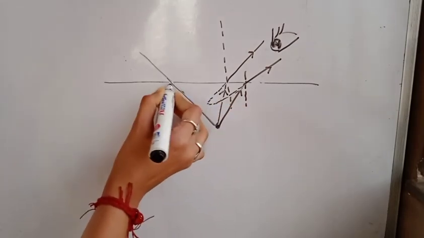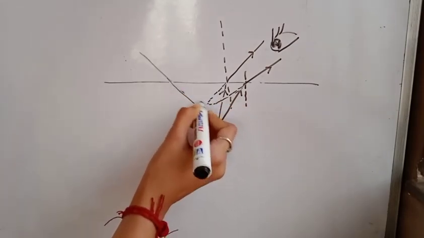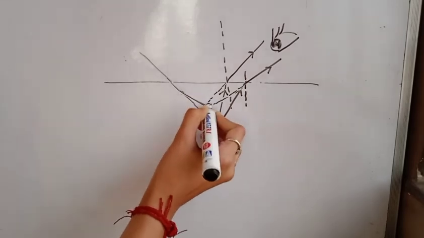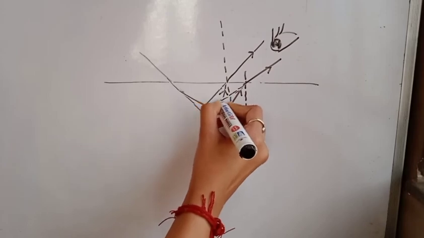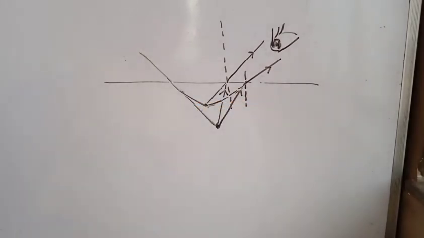So this stick appears to be in this position where these two lights meet. The stick appears to be in this position, which is the apparent depth of that stick. So this is the cause. The reason is the same, because of the refraction of light. My eye cannot follow the bended path, so I will follow the straight line and I will see that the stick is at less depth.